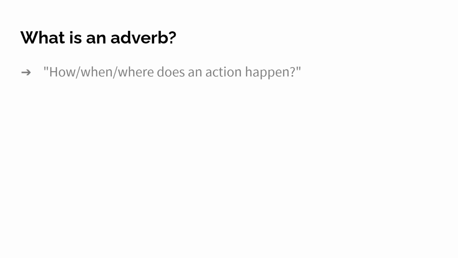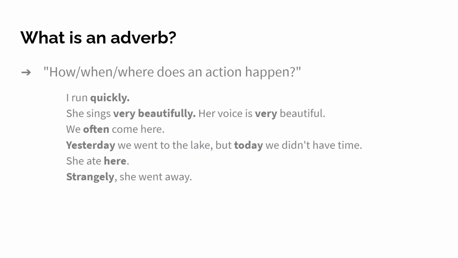So, adverbs basically describe how, when or where an action happens. So, for example, here are some English examples. I run quickly. How do I run? Quickly. She sings very beautifully. Here we actually have two adverbs. First of all, beautifully. How does she sing? Beautifully. And then, how beautifully does she sing? Very. So the beautifully here refers to the sing, and the very refers to the beautifully, because she sings very beautifully. Then, her voice is very beautiful.